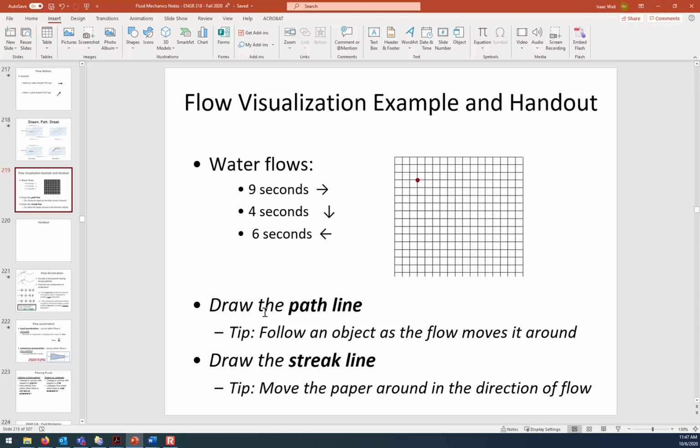And so, for example, if I put my finger on the screen and then I started moving the screen in the direction indicated by the arrows, and for that duration, then it would draw the streak line out. And so I'm holding my finger steady and then I'm moving the paper to the right, and then I'm moving the paper down, and then I'm moving the paper to the left.